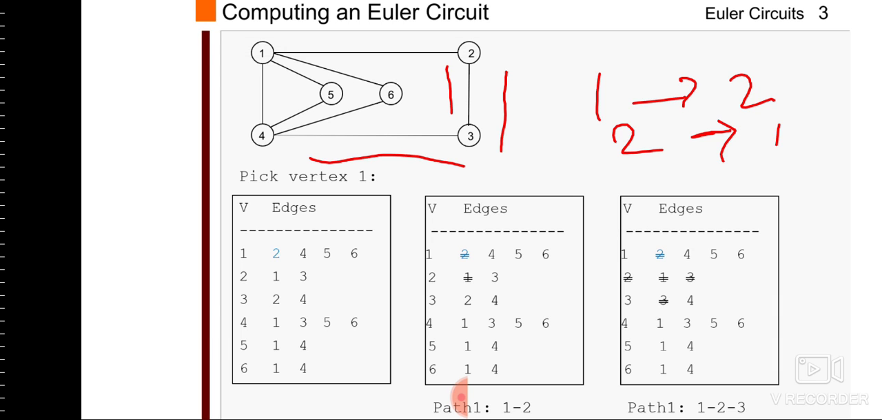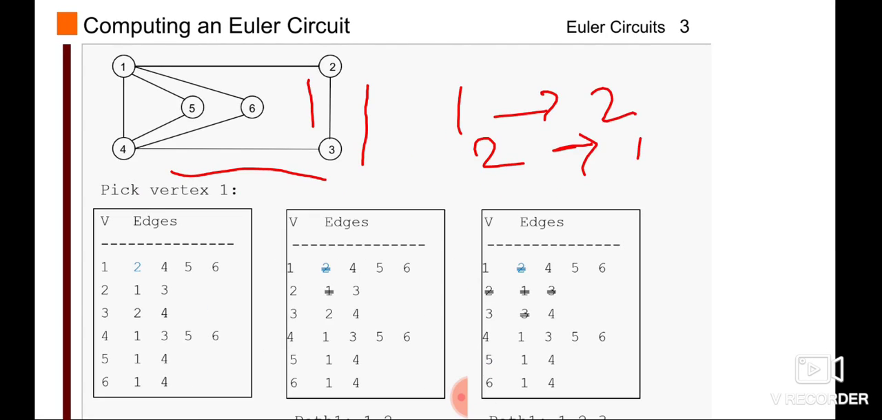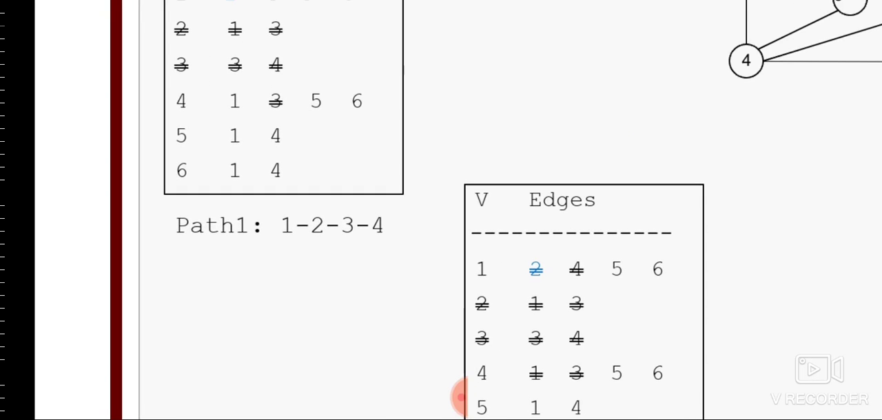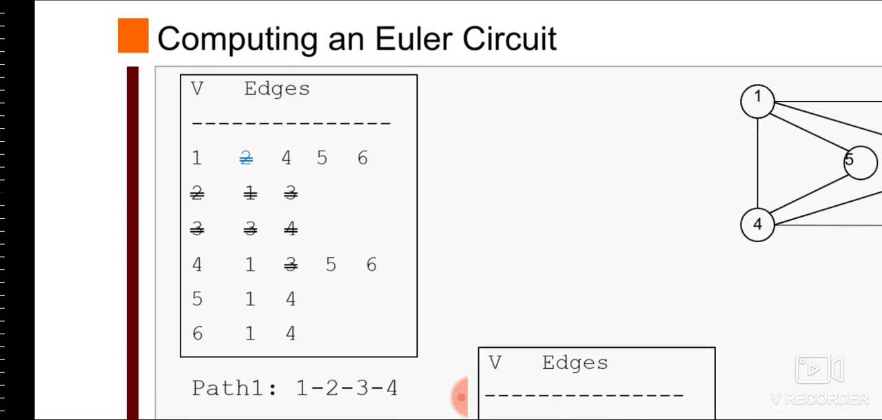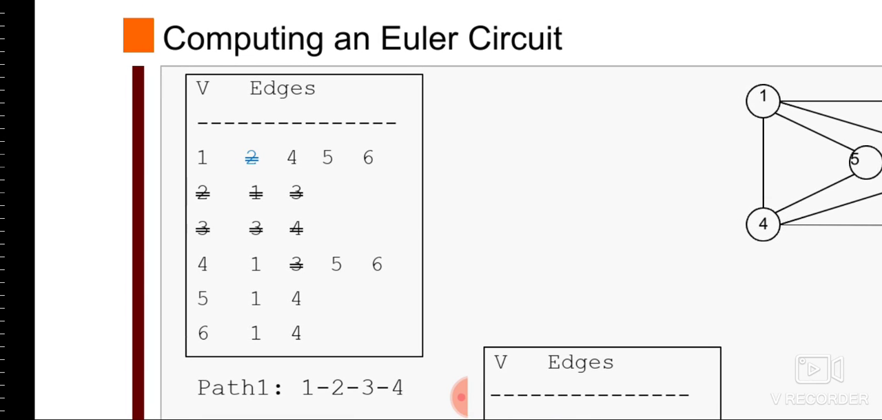For 3, we have only 2 edges, 2 and 4. 2 is already visited, so we don't have any other way. We have to move to the edge 4. That is like this: from vertex 1, I am moving to 2, from 2, I am moving to 3, and from 3, I am moving to 4. So 3 to 4 is marked. Similarly, 4 to 3 is also marked.